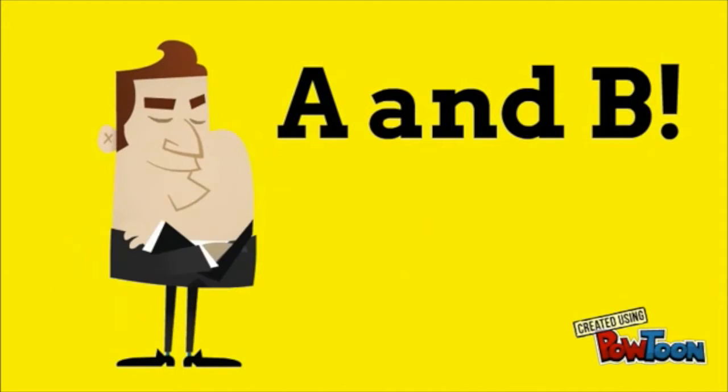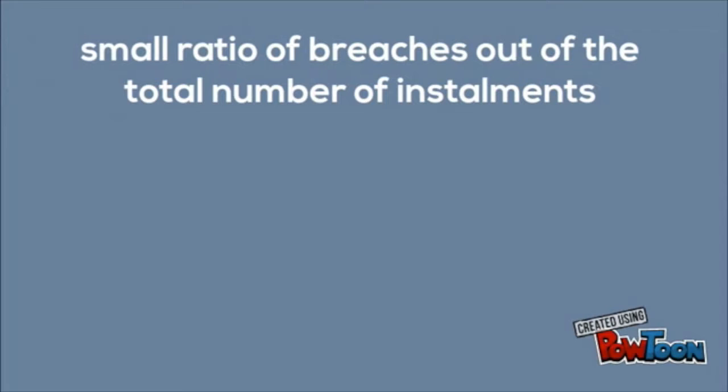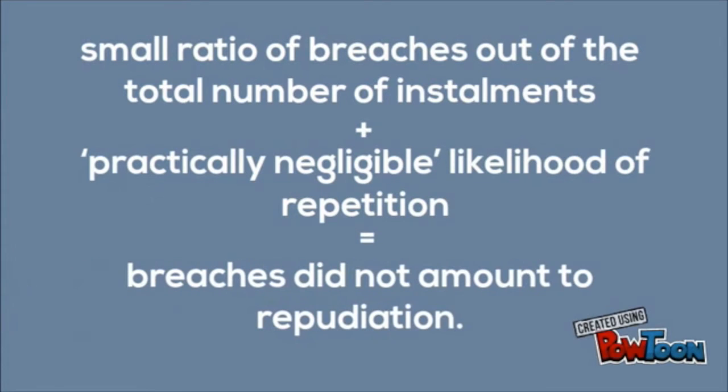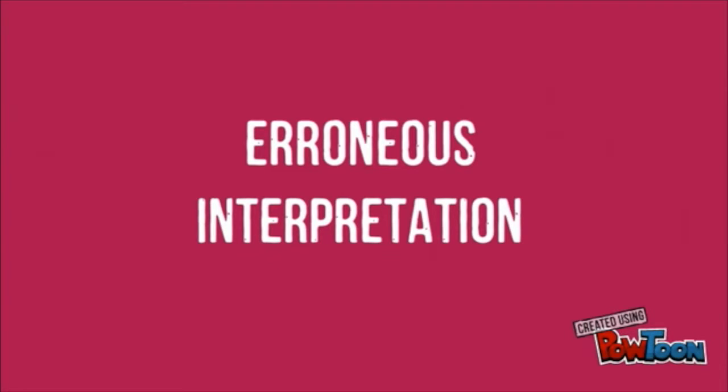A and B are correct. The small amount of breaches as a ratio of the total number of instalments and the practically negligible likelihood of repetition led to a finding that the breaches did not amount to repudiation. What happens when a party seems to have repudiated, but is acting on an erroneous interpretation of the contract?